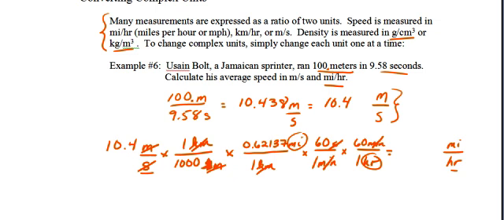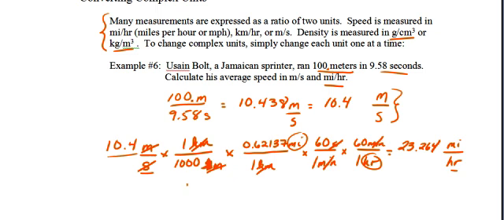So if we take 10.4 divided by 1,000 times 0.62137 times 60 times 60, it looks like we're getting 23.264 miles per hour, or if you round to the proper number of sig figs, the first term has 3 sig figs.